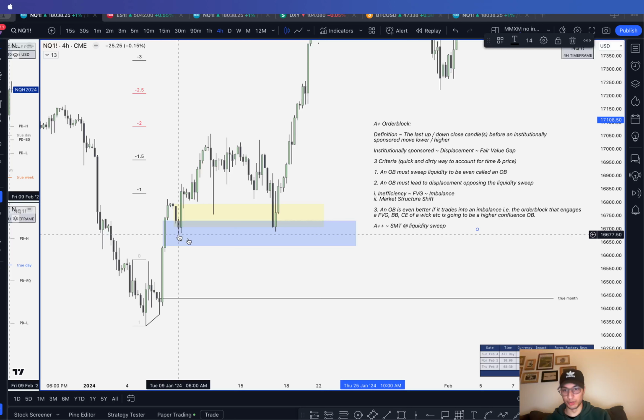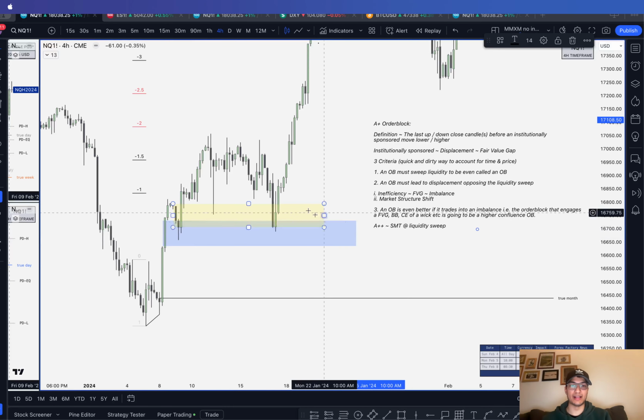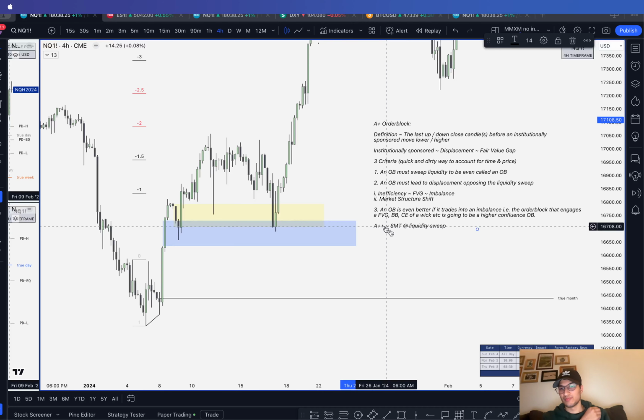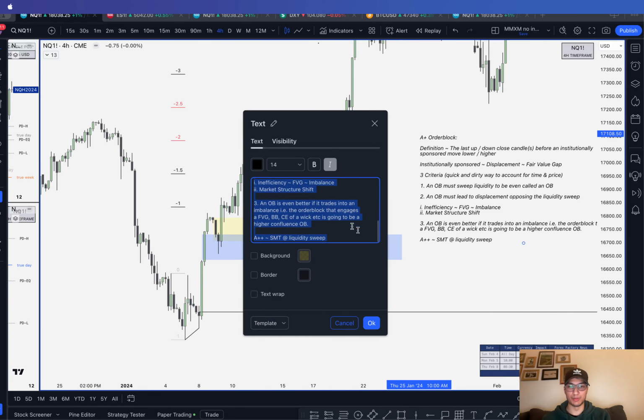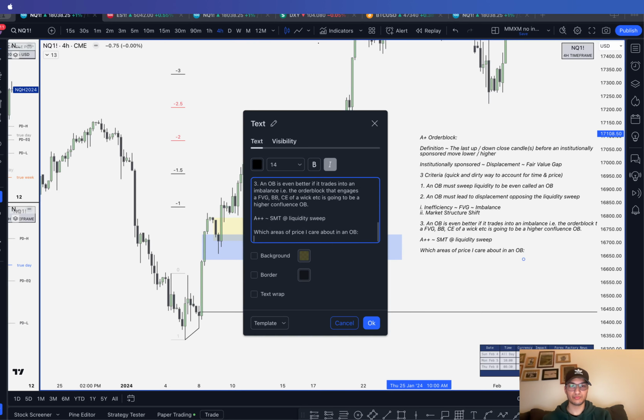Yeah, there is. Oh, there is? Fantastic. So where's the SMT? ES comes into this gap? Yeah. Okay, fantastic. So it's still an A plus order block, not an A plus plus. All right, cool. Now let's talk about what areas I care about in the order block. So now we've graded a few. Which areas of price do I care about in an order block?